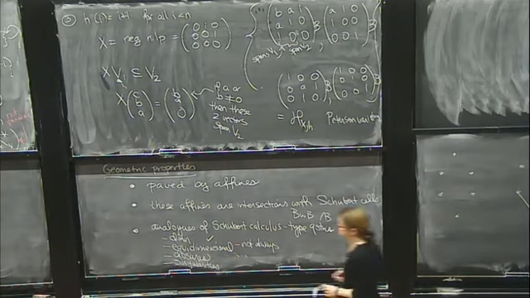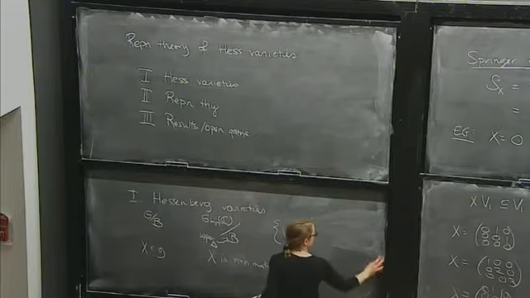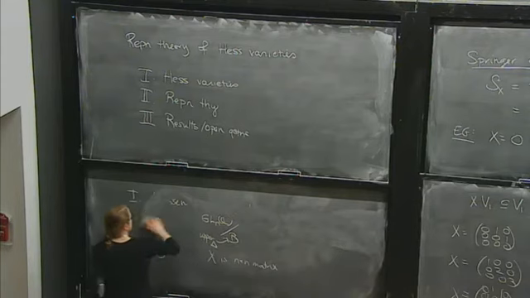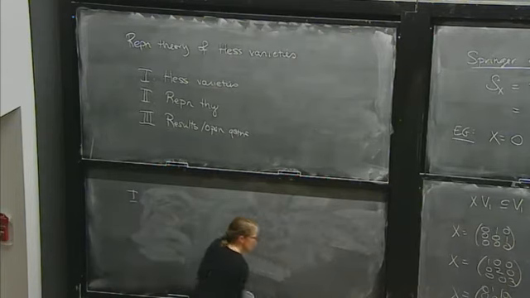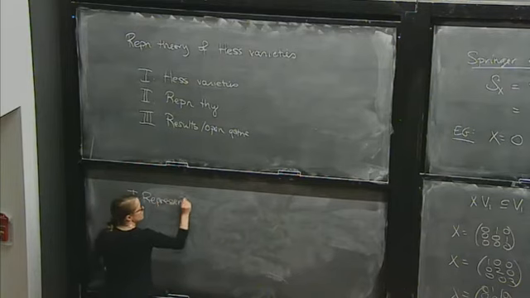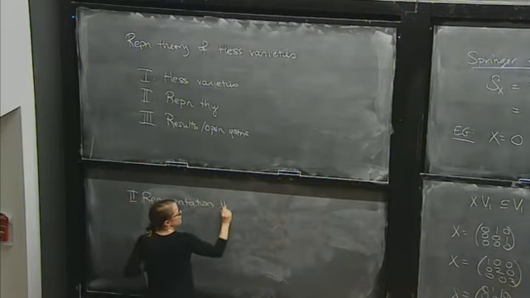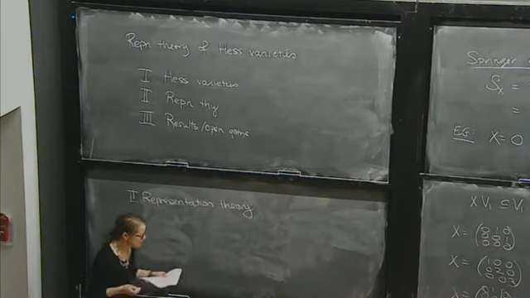All right, so that was part one. Now we're thinking about representation theory and how we get representation theory associated to these varieties. So, representation theory associated to Hessenberg varieties.